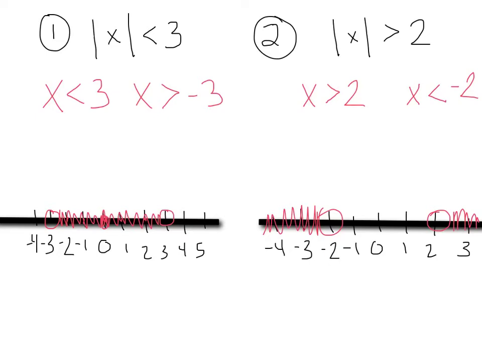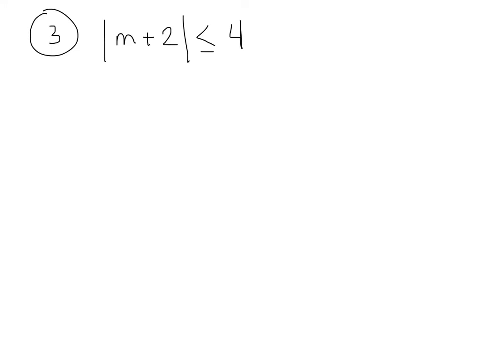All right, so let's try some. Number 3, the absolute value of m plus 2 is less than or equal to 4. What that means is m plus 2 is less than or equal to 4 spots from 0, or m plus 2 is greater than or equal to -4 spots away from 0. So again, we're still writing 2 equations, or inequalities.